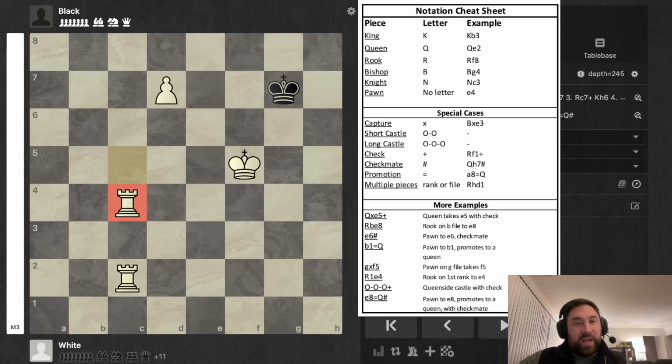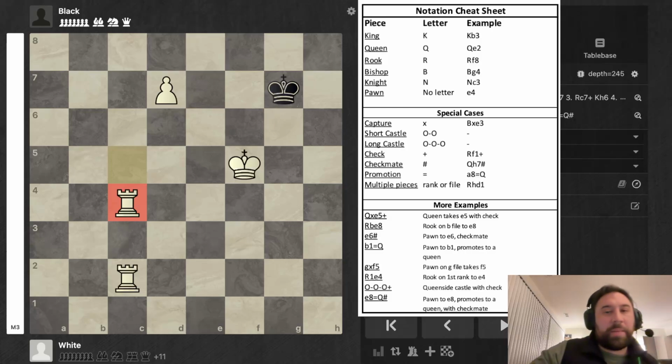But it's really only going to be those pieces. But we have to specify which one. So it's only if there's multiple. Otherwise, don't worry about it. Just write it like normal. Just write rook f8 or whatever the example is. Okay?